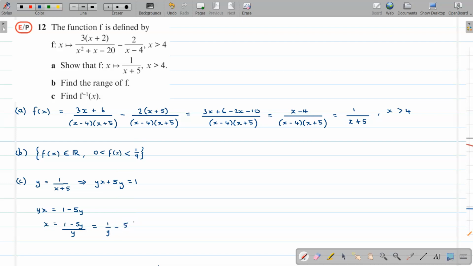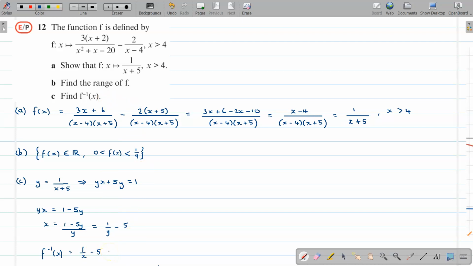Now, when we write the definition of an inverse function, we normally give it in terms of x. So we simply rewrite that, replacing y with an x. And I would say that f to the minus 1 of x, the inverse function, is equal to 1 over x minus 5. So that's the actual definition of the function, but we need to complete it by giving it its domain.